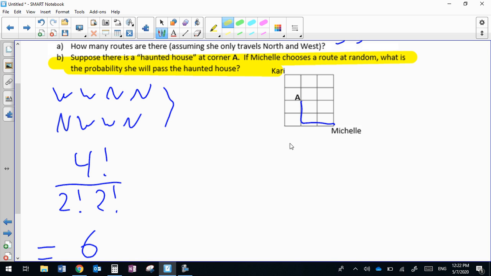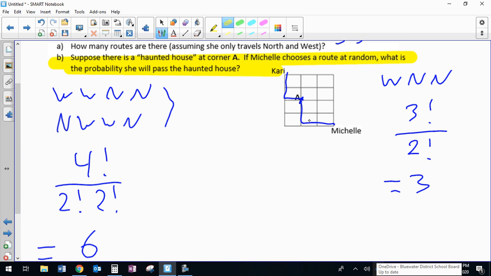However, if we then go back to all the possible routes from Michelle's to Carrie's that also go through point A, once you're at point A, so once you pass the haunted house, she still has to get to Carrie's house, and there's more than one way to do that. Now she needs to go 1 block west and 2 blocks north. So that's 3 factorial divided by 2 factorial, which is just equal to 3. So although there are 6 ways to get to the haunted house, there are 3 ways from the haunted house to Carrie's house. You can actually count those 3 out pretty easily. You can go west here, or you can go west here, or you can go west here, 3 different routes.